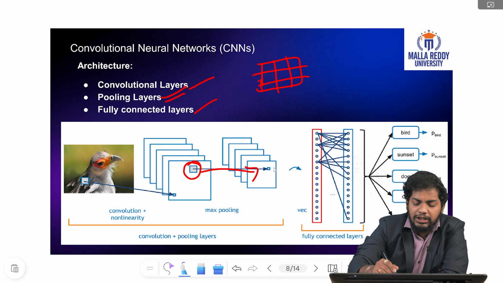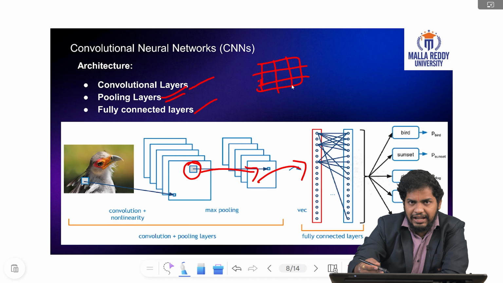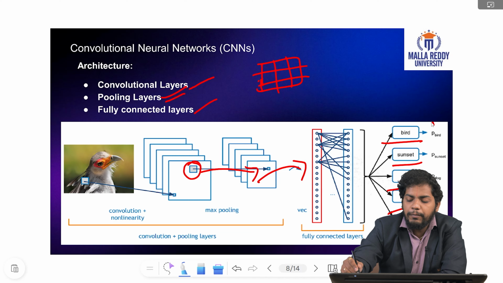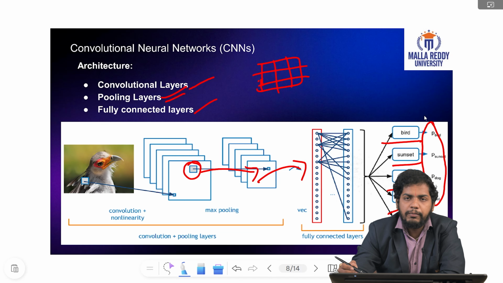So the max pooling layers then give to a fully connected layer, which will flatten the entire structure of the convolution layers and max pooling layers, and will give us an output like whether it is a bird, a sunset, a dog, or a cat. The probability of being a bird, the probability of being a sunset, the probability of being a dog, and the probability of being a cat will be given.